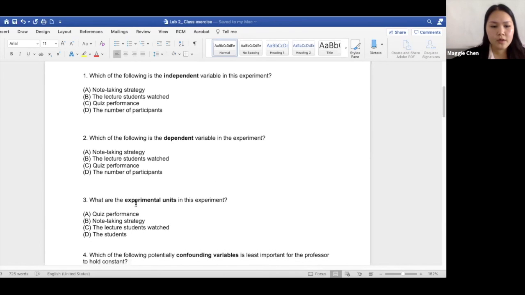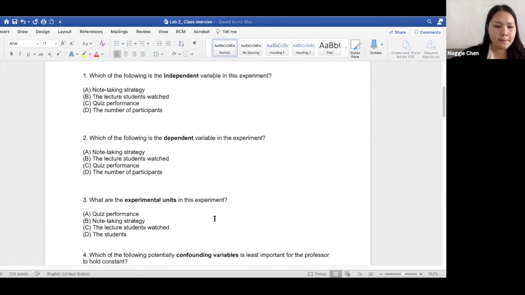Question 3, what are the experimental units in this experiment? And experimental units are the subject of treatment. What are we applying our treatment to? What are we applying our independent variable to?